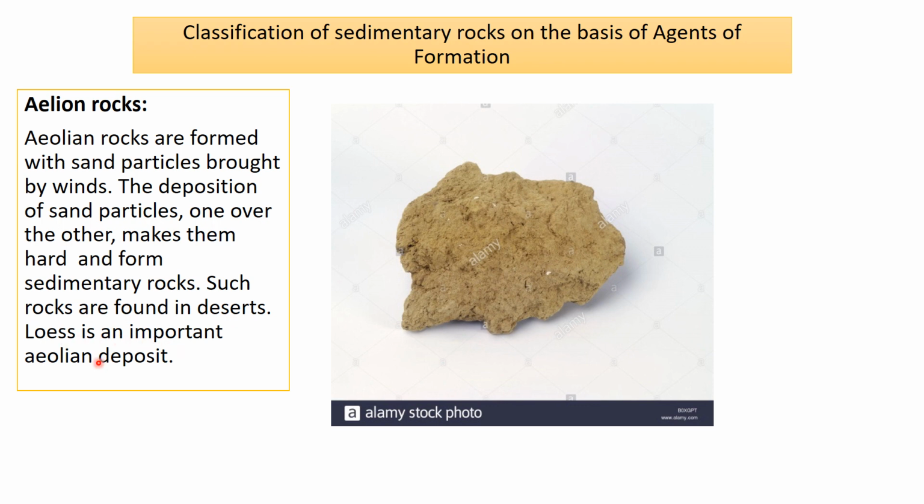Loess is an important aeolian deposit. This is the picture of loess. It is formed by the deposition and lithification of wind-blown sand and silt.